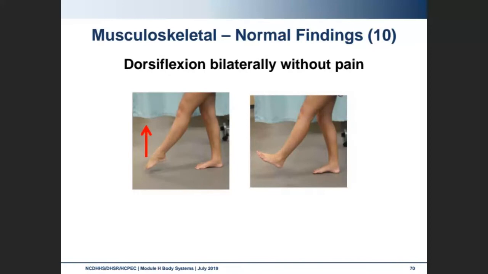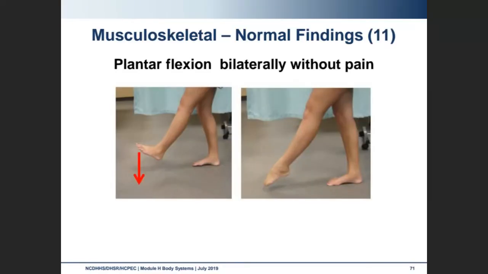Two other terms you want to be familiar with, dorsiflexion and plantar flexion. The way I remember these, well, dorsiflexion is pointing your toe up towards your head. Plantar flexion is like you're planting something in the ground.